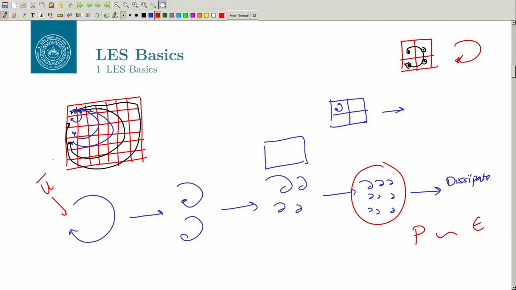So, in order to take care of that, what we do, let us say we want a dissipation at this level only, because your grid is up to this point only. So, we want to have the dissipation at this level.